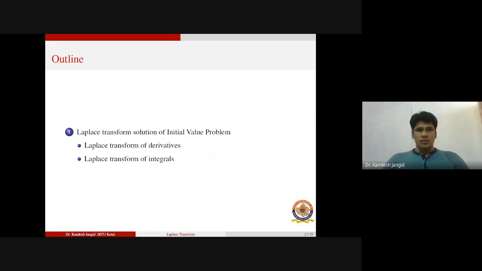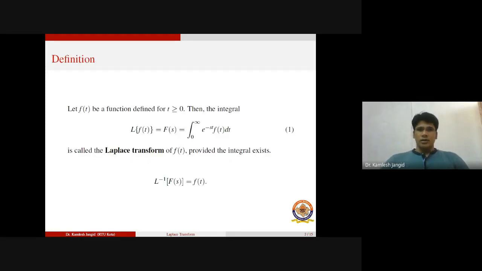In this lecture, we shall study the Laplace transform solution of initial value problems, which consists of the Laplace transform of derivatives and the Laplace transform of integrals. So let us recall what the Laplace transform of a function is.